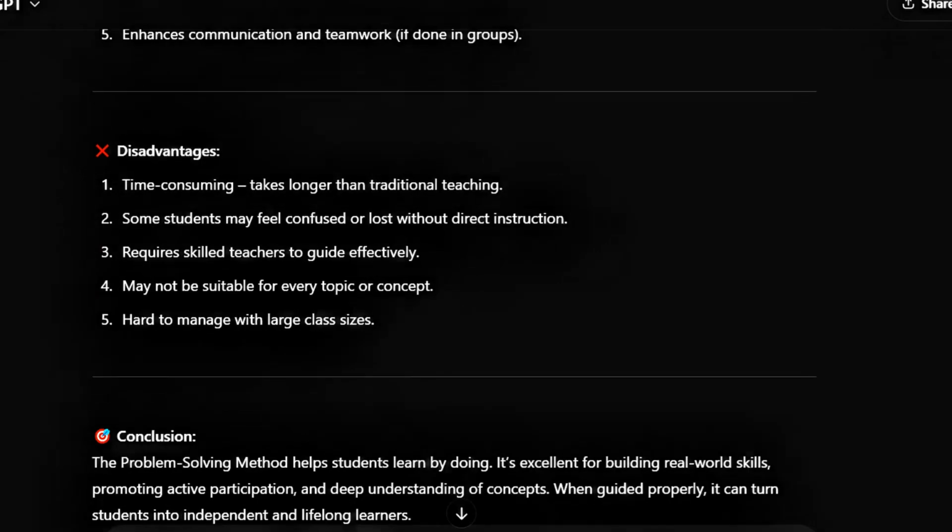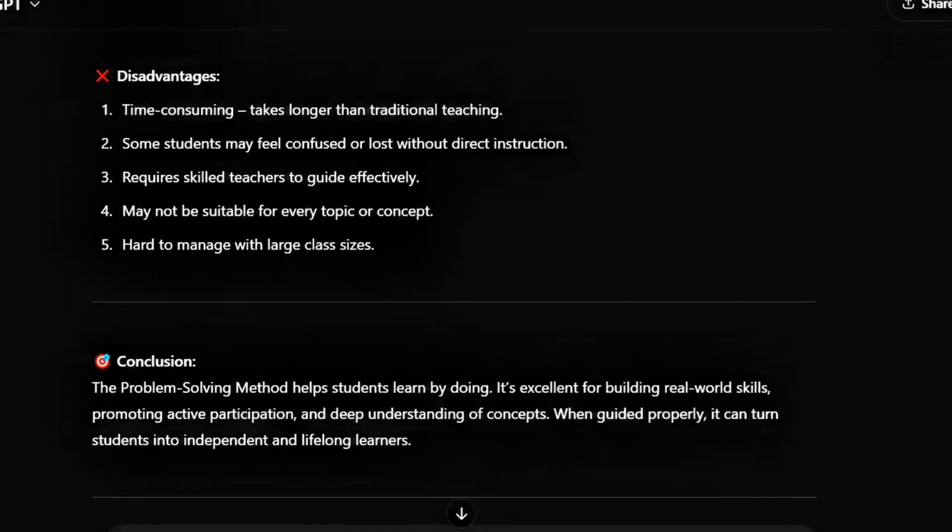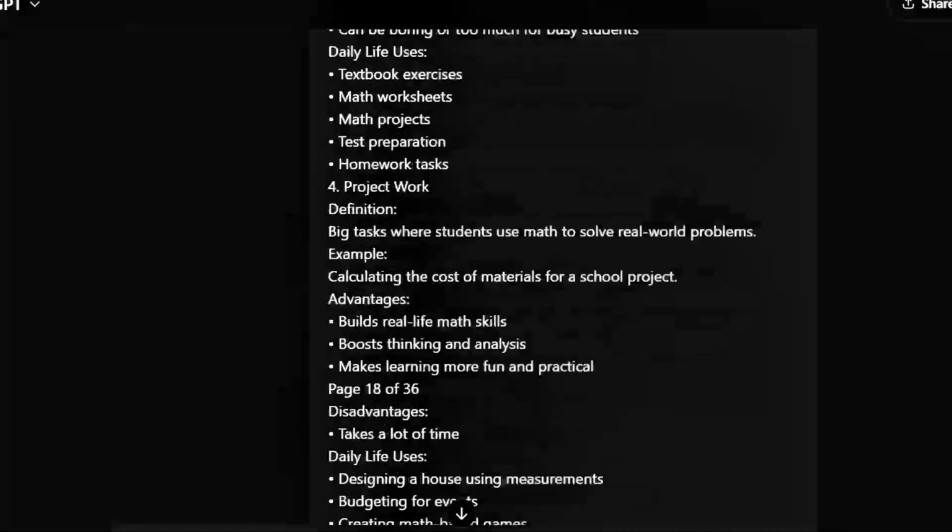Conclusion: the problem-solving method helps students learn by doing. It's excellent for building real-world skills, promoting active participation, and deep understanding of concepts. When guided properly, it can turn students into independent and lifelong learners.